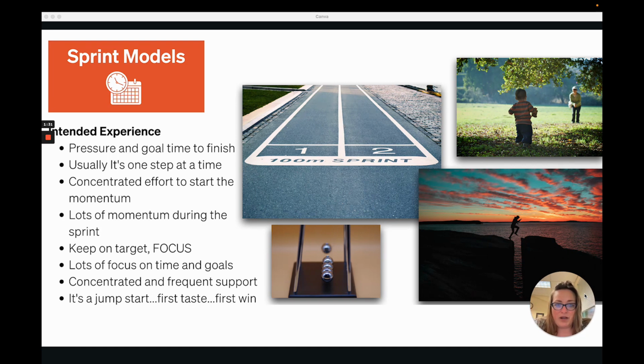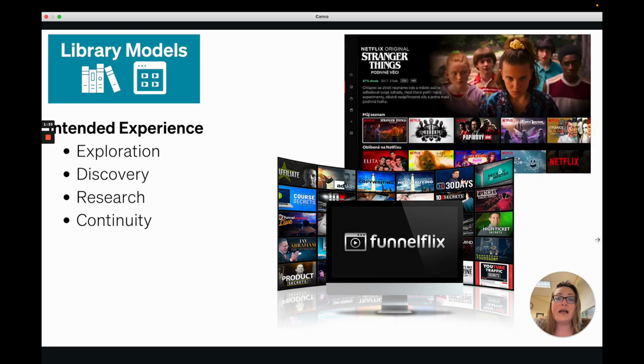The second type of model is the library model. Library models, usually you see them injected in when they just did the sprint and now they need to start to implement a little bit. So they might need just some reference, or maybe they did a sprint and a course and now they need a way to reference all of the material that you have. Good examples of library models would be Netflix, right? Funnelflix, if you're familiar with the ClickFunnels world, is a library model. The intention of library models is that it's geared towards promoting exploration and discovery and research.